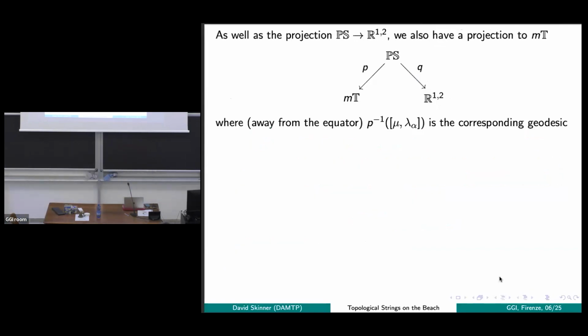Okay, so we can put all this together in a double fibration. In this double fibration, the main player is this spin bundle, this 5-dimensional space, which is just R3 cross CP1. Of course we can project down to our space-time just by forgetting the spectral parameter, forgetting the lambdas. But we can also project down to mini twistor space, and again, modulo some subtleties, the fiber of this projection is just this topological line.